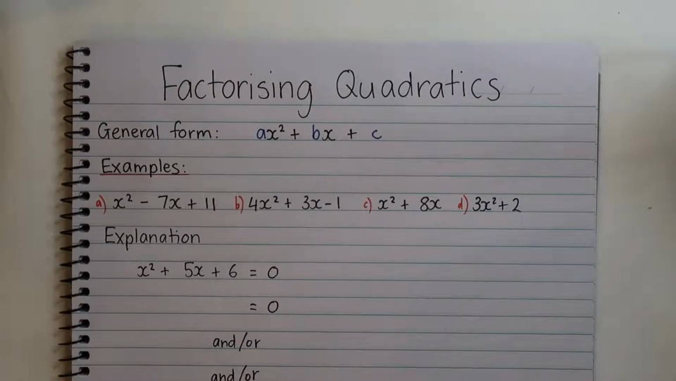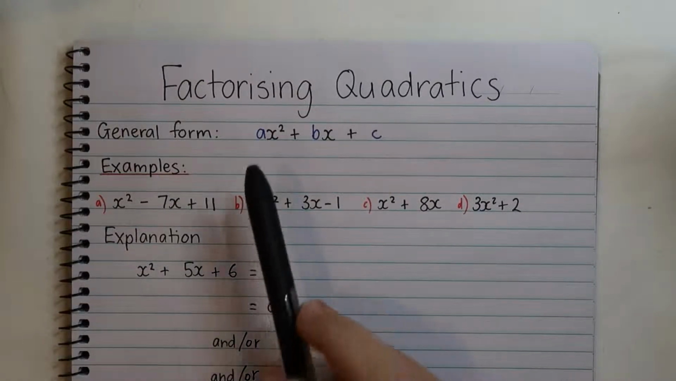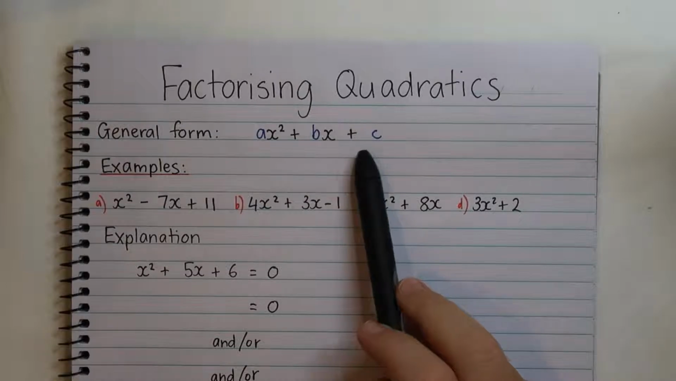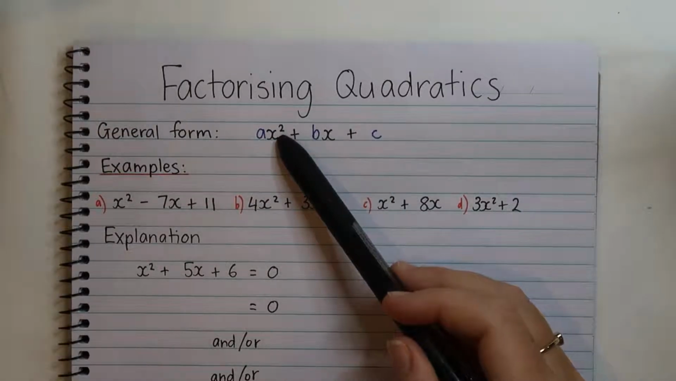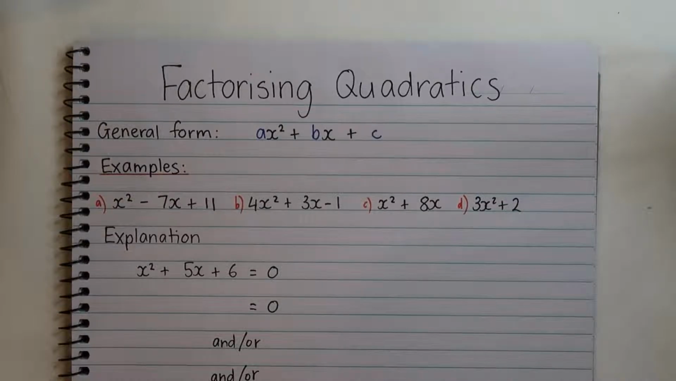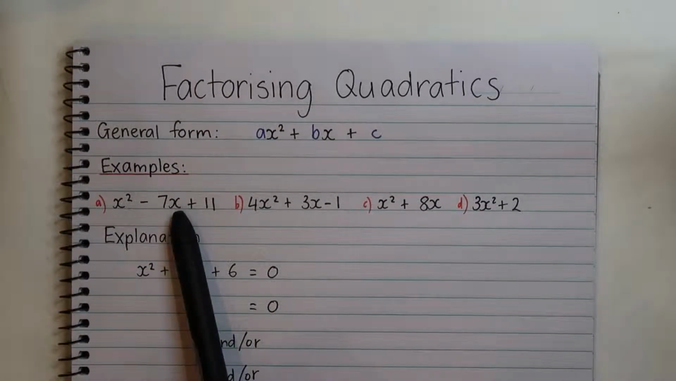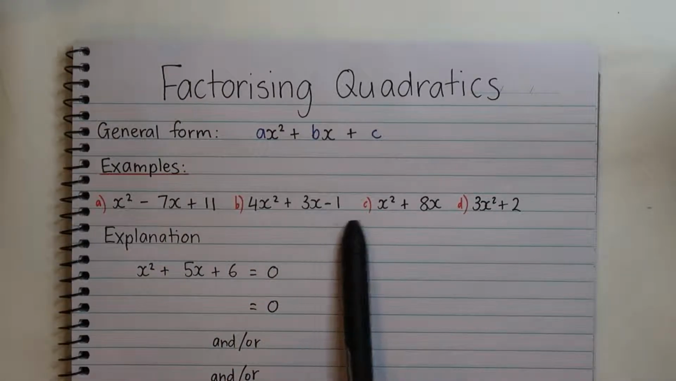This lesson is focusing on factorising quadratics. A quadratic expression has the general form ax squared plus bx plus c, where a, b and c are numbers. Note that in a quadratic expression, the highest power of x is 2. The number a is called the coefficient of x squared, b is called the coefficient of x, and c is called the constant term. These numbers can be positive or negative, and the numbers b and c can also be 0. So here are some examples of what quadratic expressions are.